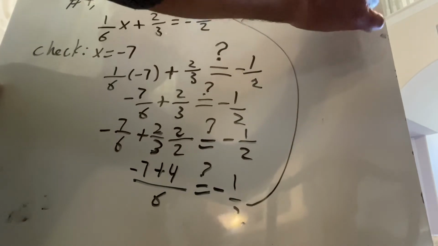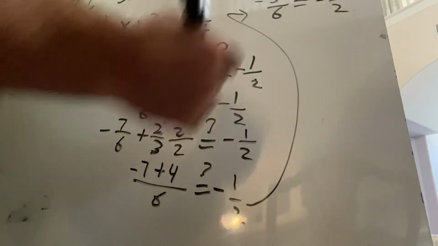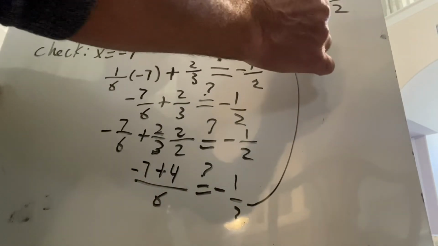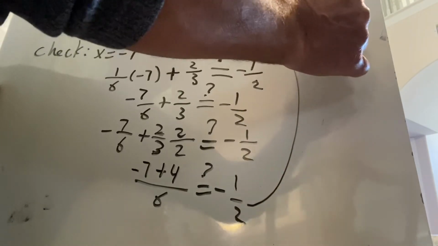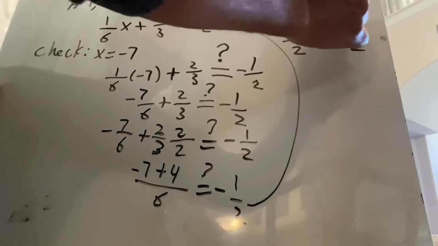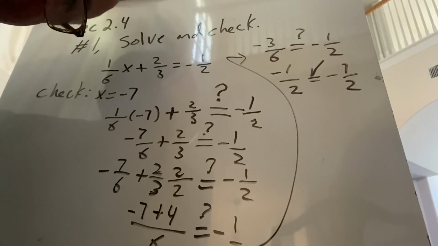Again, the question is, is that the same thing as negative 1/2? As you can see, 3 and 6 have a common factor of 3. So as you reduce, 3 goes into 3 one time, 6 goes into 3 two times. At the end of the day, that question mark becomes a check mark because you do get the exact same value on both sides. Let me make sure you can see that.